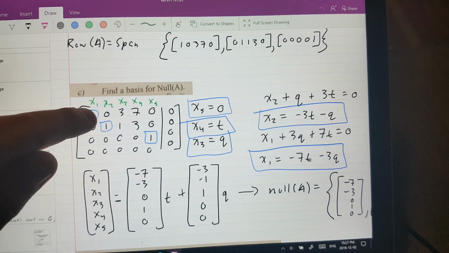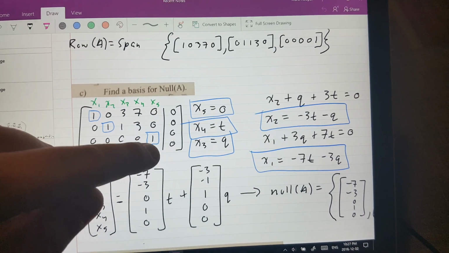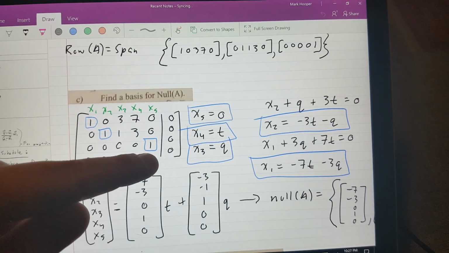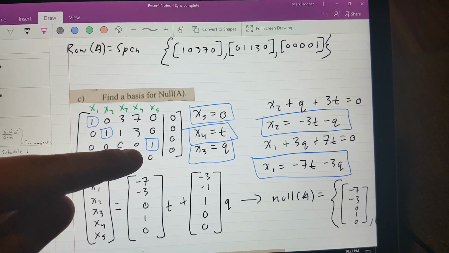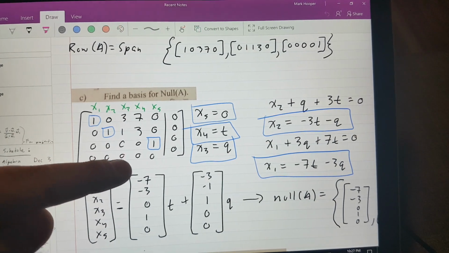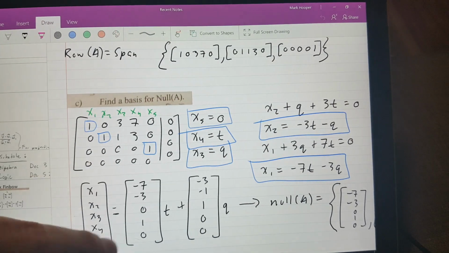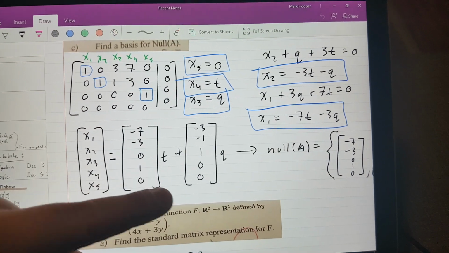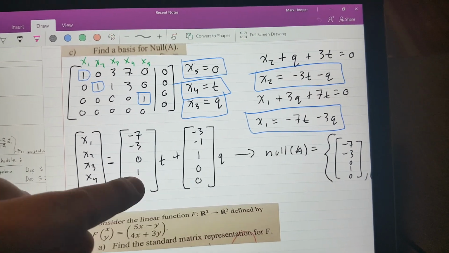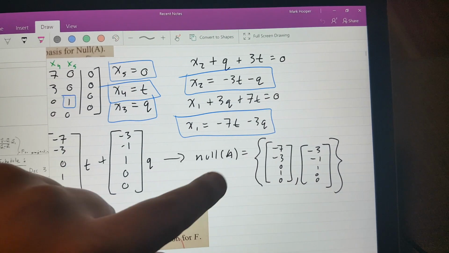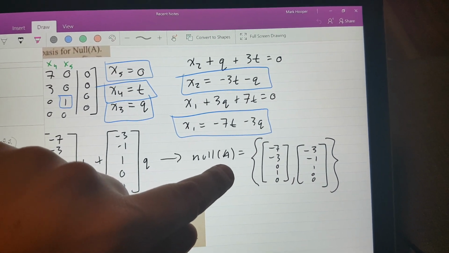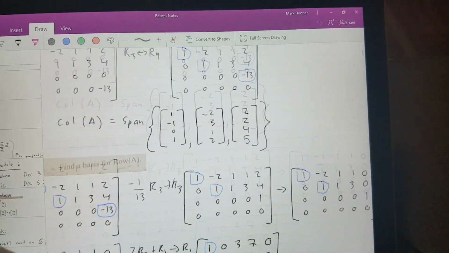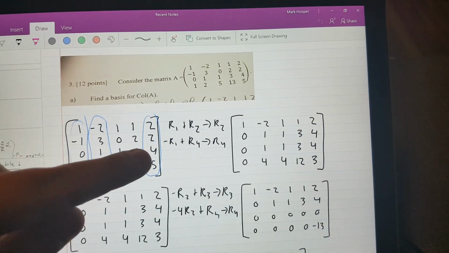And to find the null space of A, we're going to take that same reduced matrix that we have. Then what you're going to do is set up these variables and solve for them. So we're going to have two parameters, two free variables. So x4 is t in this case, and x3 is q in this case. Go ahead and solve it, and then set it up like this. And these vectors here, the ones that are being multiplied by the parameter, are going to be your null space of A.